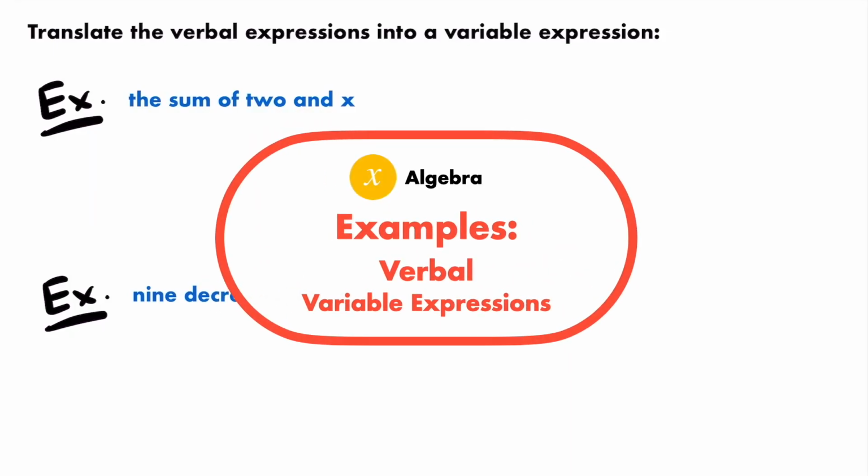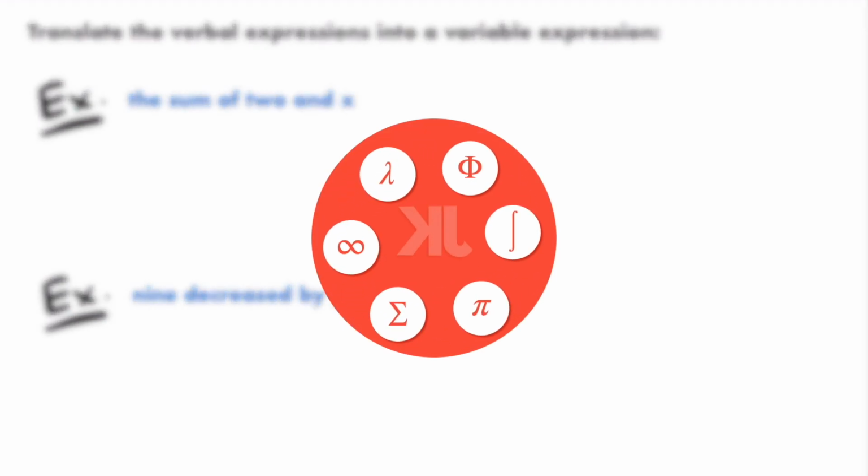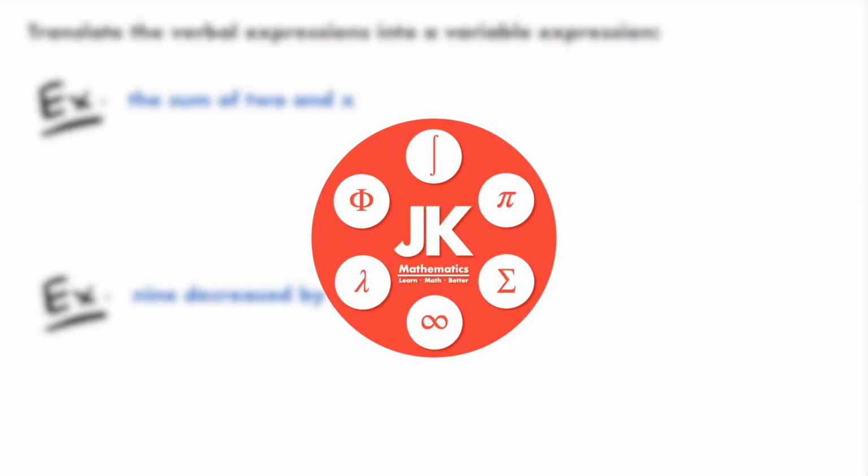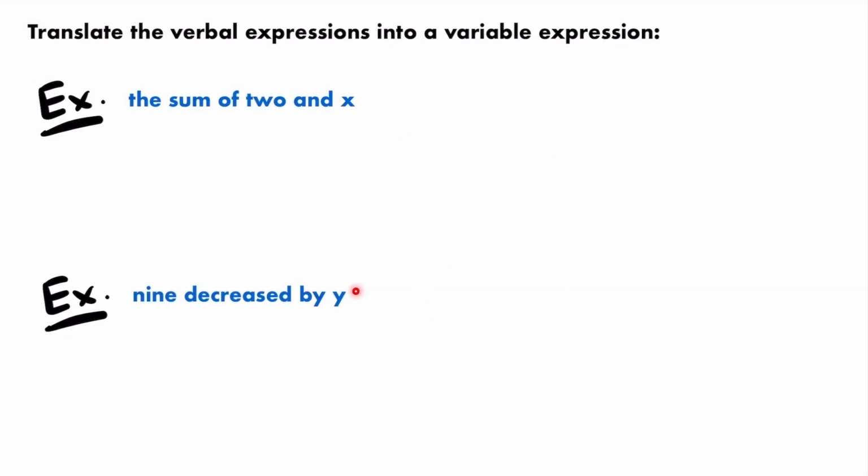Welcome back. Let's practice translating verbal expressions into variable expressions. Alright, so here's our first set of examples. Starting with this verbal expression, we have the sum of 2 and x.